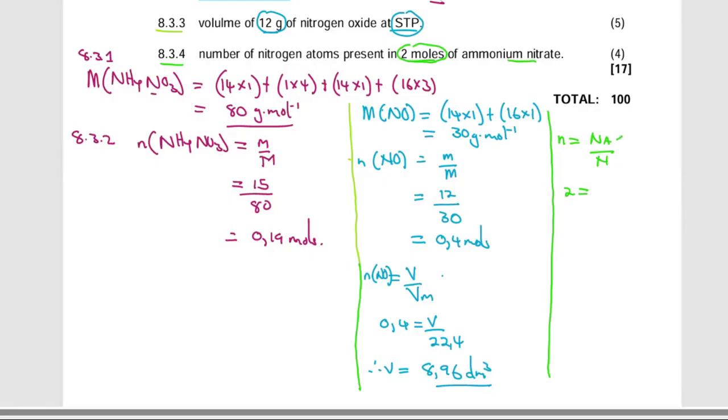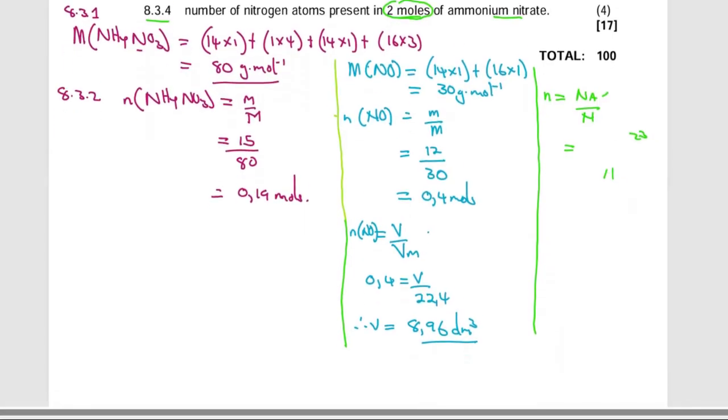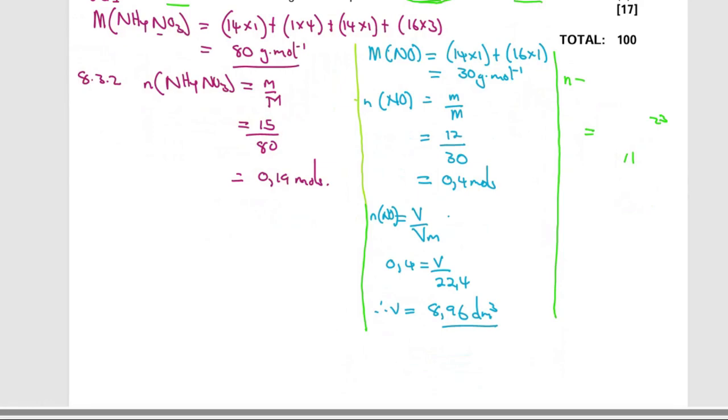the constant Na, which is 6.02 times 10 exponent 23. We find it on our data sheet. Over N. Now if we were to do our math, no, let me just restart on this one. Let me redo this one.